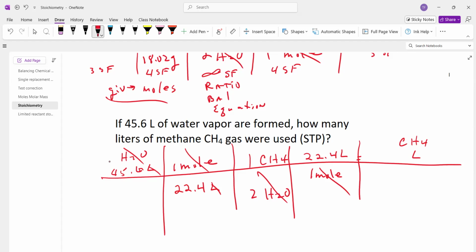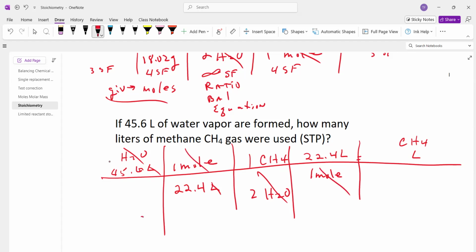Now, when you do the alternate dry lab, you're going to be doing a whole bunch of these, probably 20 of these. And you're going to notice when you're all done that there's a pattern, exactly the same thing. 3 steps: given to moles, mole ratio from the balanced equation, and then moles to whatever you're trying to calculate, every single time for stoichiometry.